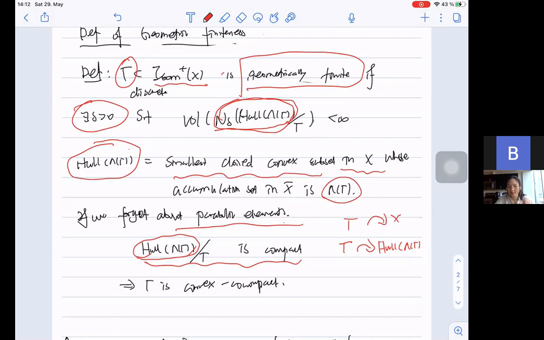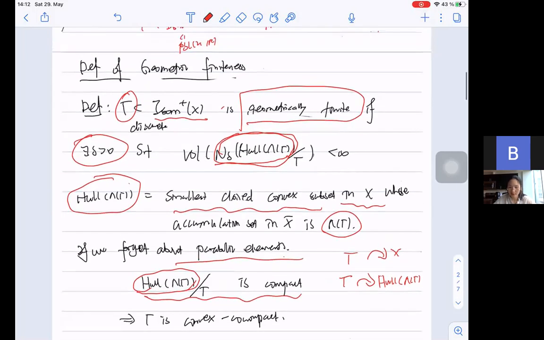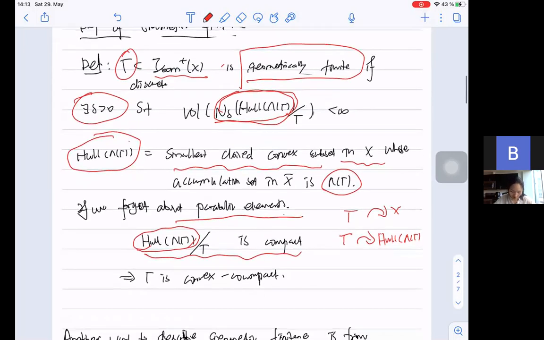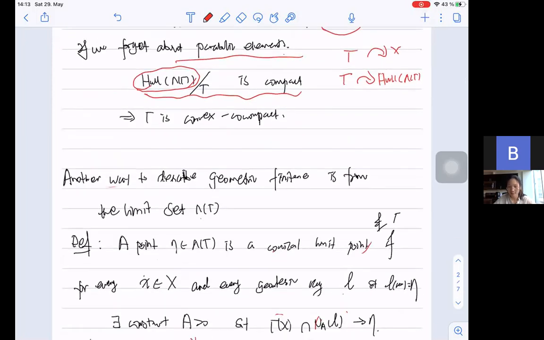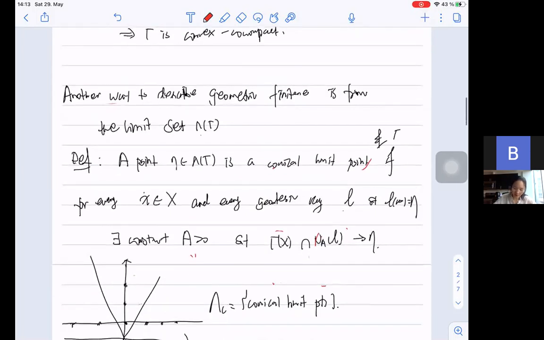Some of them talk about the group action inside the manifold. Some of them talk about the accumulation points at the boundary. So this talk will concentrate on 2 of the definitions. One is the one we just gave, saying the volume of the neighborhood of the convex hull under the quotient is finite. Another definition we'll see is a classification of the orbits of the accumulation points, that is, of points in the limit set. So this is another way to describe geometric finiteness. We see it from the limit set lambda gamma.